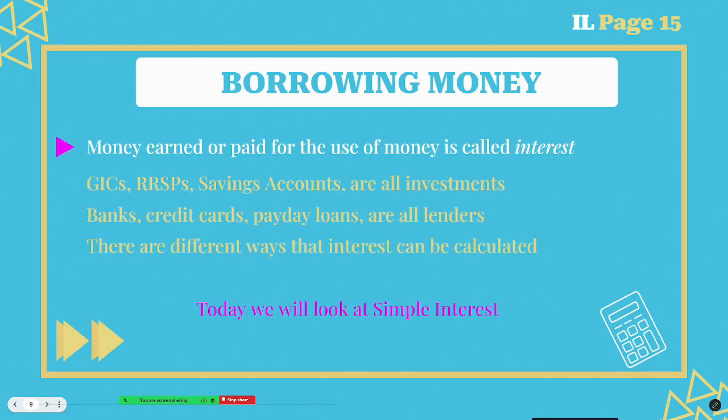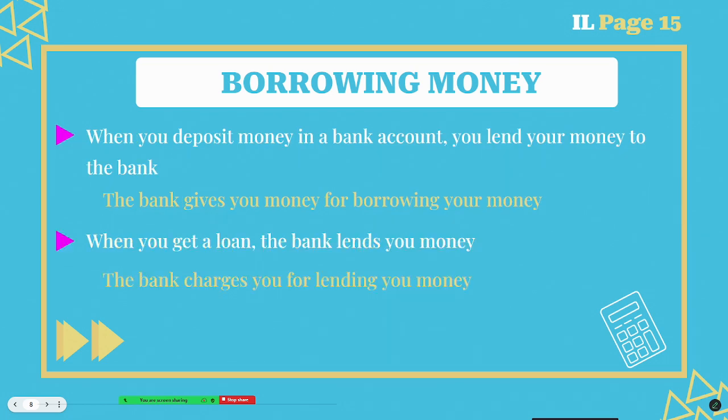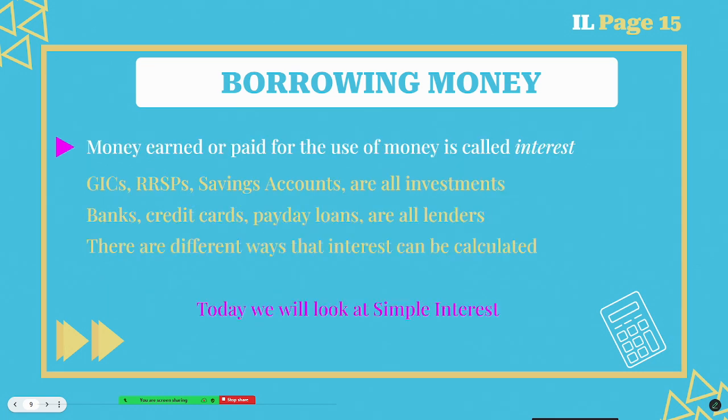The money that is earned or paid for the use of money is called interest. So when you deposit money into a bank account, you're lending your money to the bank. The bank is giving you money. That's interest. The bank is giving you interest for borrowing money. The same is true for when you get a loan. The bank lends you money, and the bank is charging you interest for lending you the money.